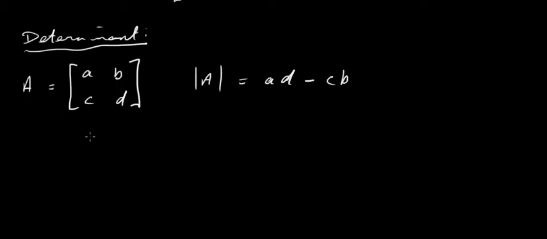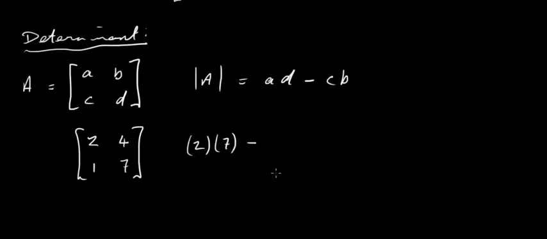So for example, if we have, let's say, 2, 4, 1 and 7, this is our matrix. To work out the determinant of this matrix, we take 2, multiply by 7, and then subtract 1 multiplied by 4. So 2 7s will give us 14, and then minus 4, so we will just get 10. So the determinant of this particular 2 by 2 matrix is 10.